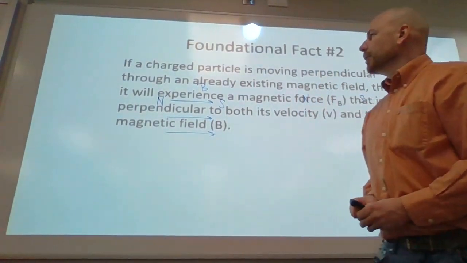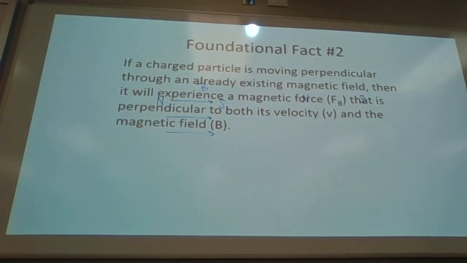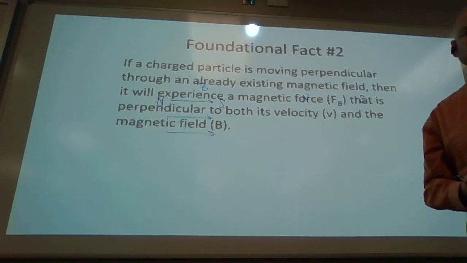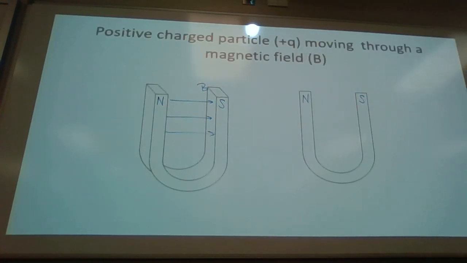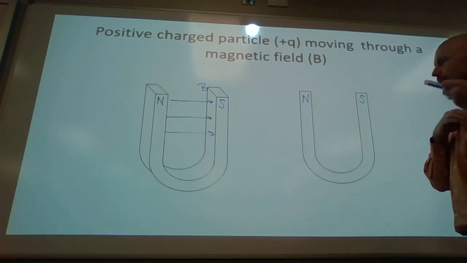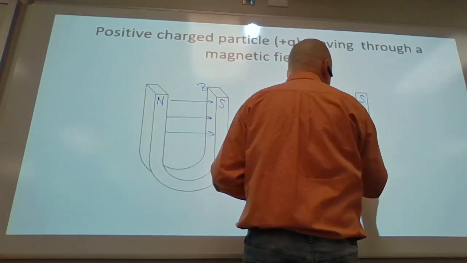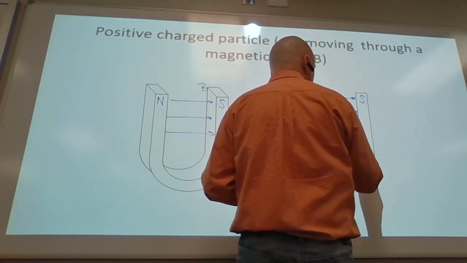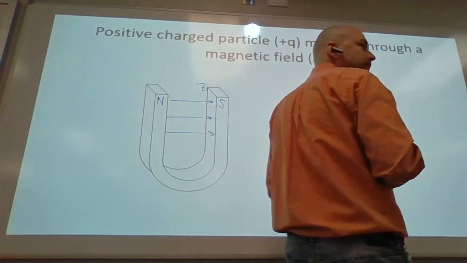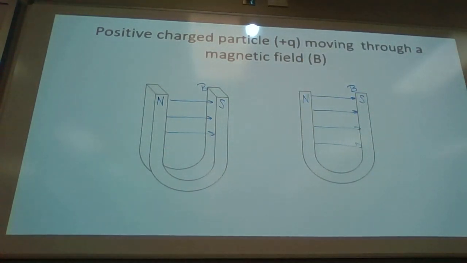Observational fact number 2. If a charged particle is moving perpendicular through an already existing magnetic field, then it experiences a magnetic force that is perpendicular to both velocity and magnetic field. So, if you have a horseshoe magnet, it has magnetic field going out of north into south. This is our already existing magnetic field, with a variable B.